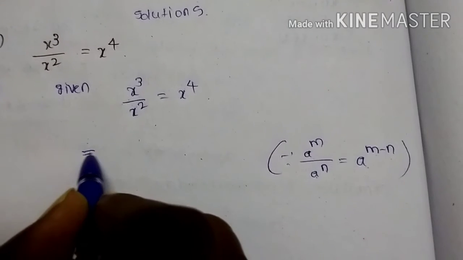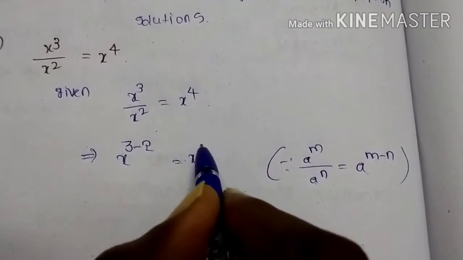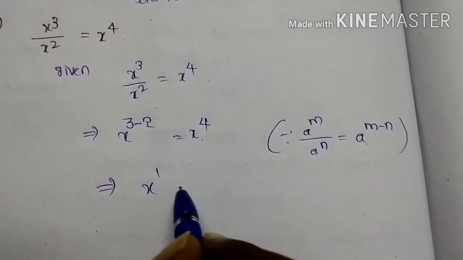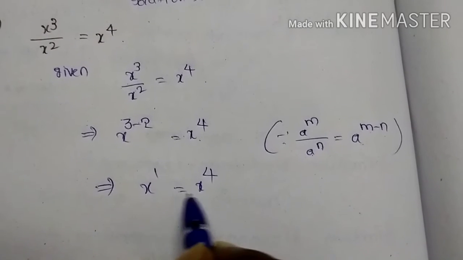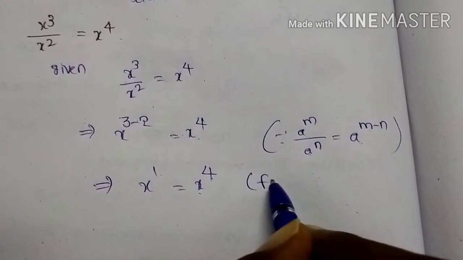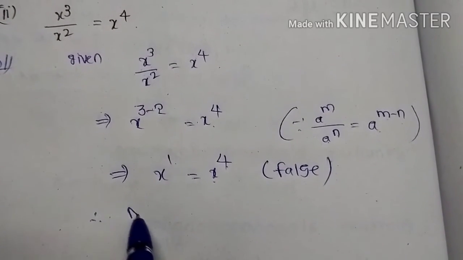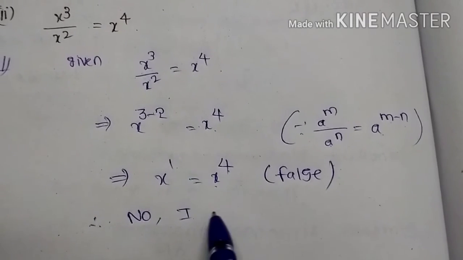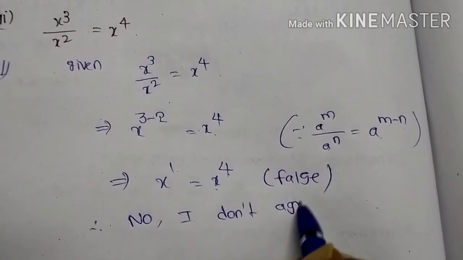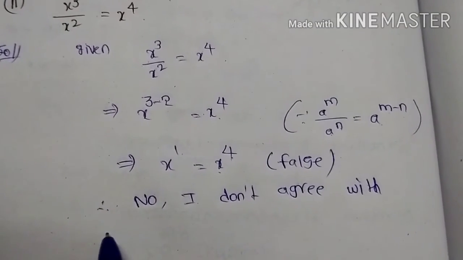That means you should write here x to the power 3 minus 2 is equal to x to the power 4. But once you observe here, x to the power 3 minus 2 is how much? 1, is equal to x to the power 4. Is it true? See here, is 1 equal to 4? No. False. You can write here, it is false. Therefore, no, I don't agree with Rakesh's solution.